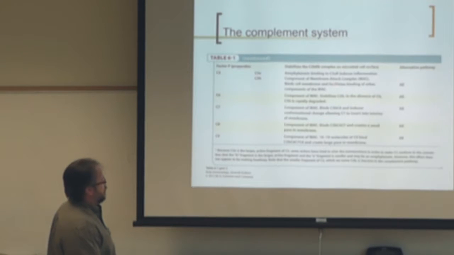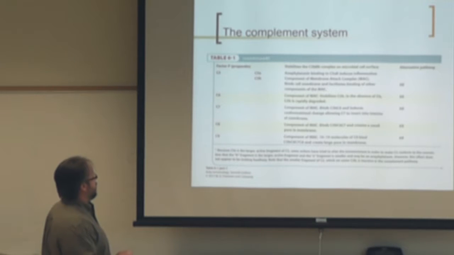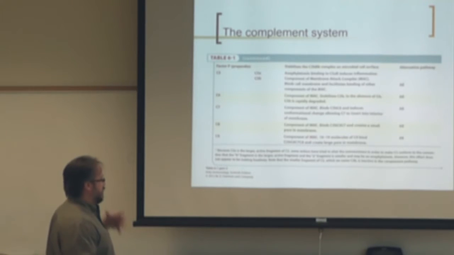So that's that complex that punches holes into cells, and it's going to be made up of C5b, which is going to bind to C6, C7, C8, C9, and then the rest of C9 is going to make up that large hole that's going to form in the membrane of whatever cell it's attacking.